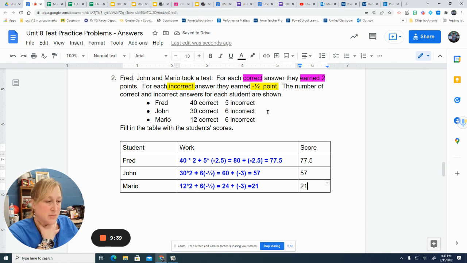Considering this is already at 10 minutes, I'm going to take a break and let you guys try the other ones. I will put the answers there for you, but I want you to try them on your own and then we'll go over them in class or during a Google Meet, or just check your answers and see if you're right.